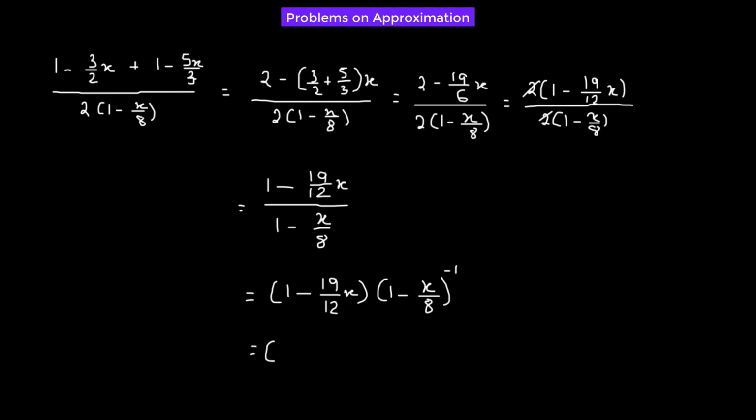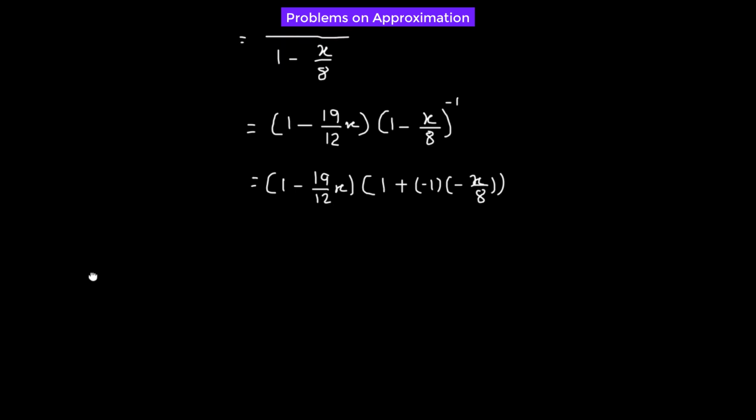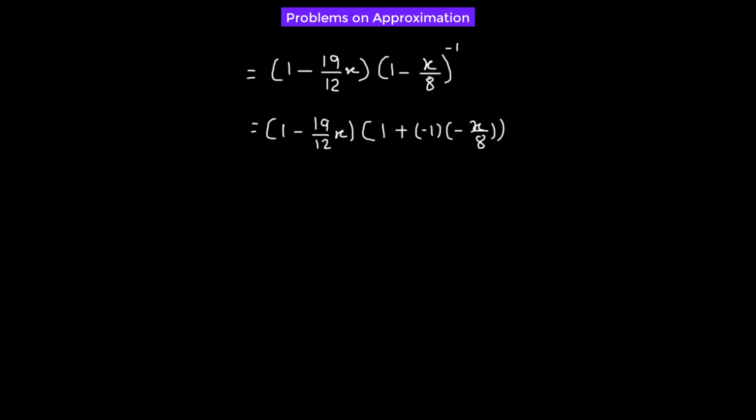Then we apply the binomial theorem to the second expression, and that would give us 1 plus negative 1, which is n, times x, which is negative x over 8. We simplify this, and this should give us 1 minus 19 over 12 times x multiplied by 1 plus x over 8.